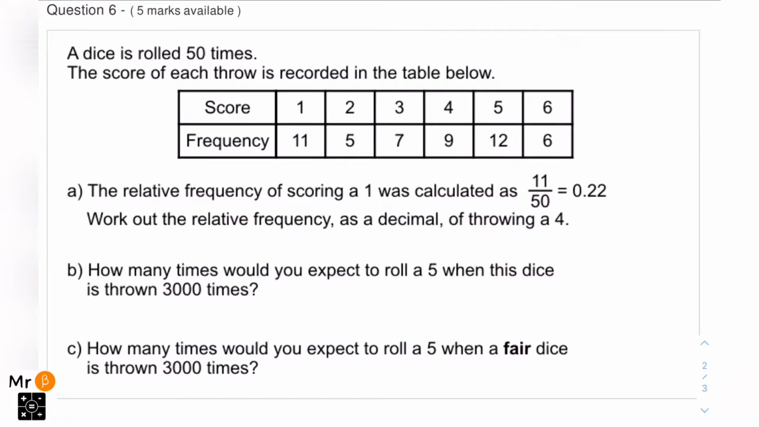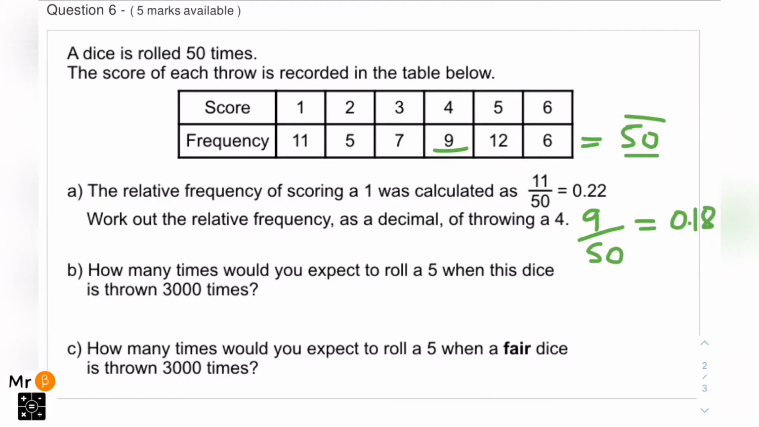So it tells you that the relative frequency of scoring a 1 is 11 over 50. So we know the total frequency is 50. And it wants to know the relative frequency of a 4. Well, we know it's got 9 out of 50. And if we convert that to a decimal, we would get the answer 0.18.